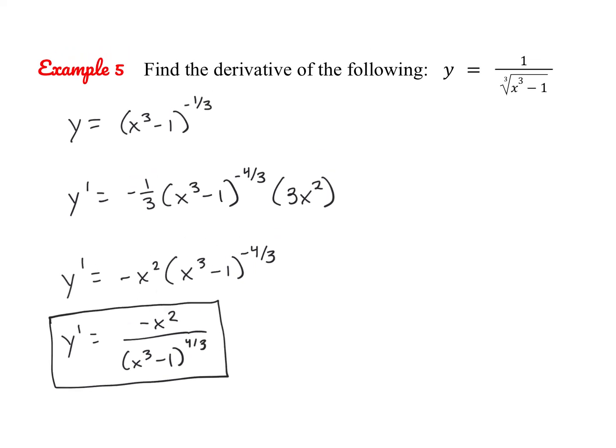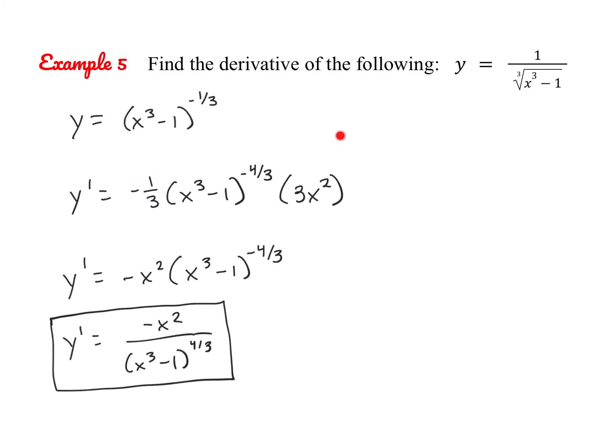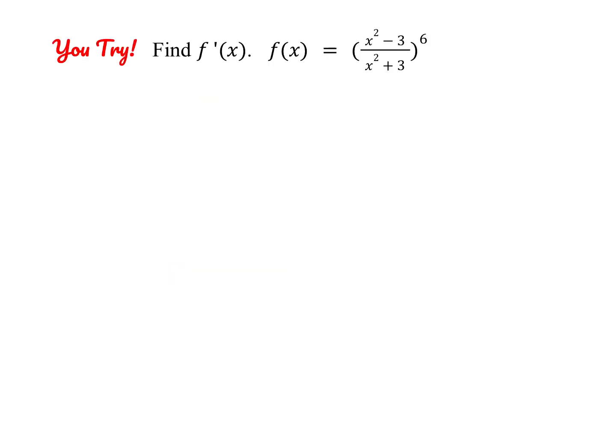And there you go. So just a little tip to look out for this. Sometimes you are able to rewrite the function. Sometimes you're not, and you will need to work through a more tedious problem. All right, I have another one for you to try on your own. Pause the video and give it a try. And for this one, you will need to use the quotient rule in addition to the chain rule.